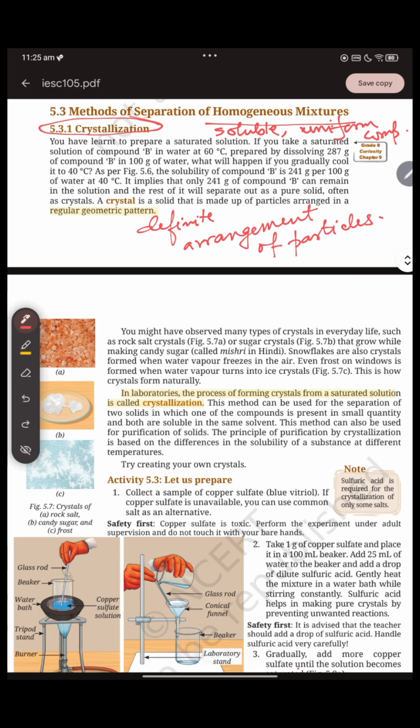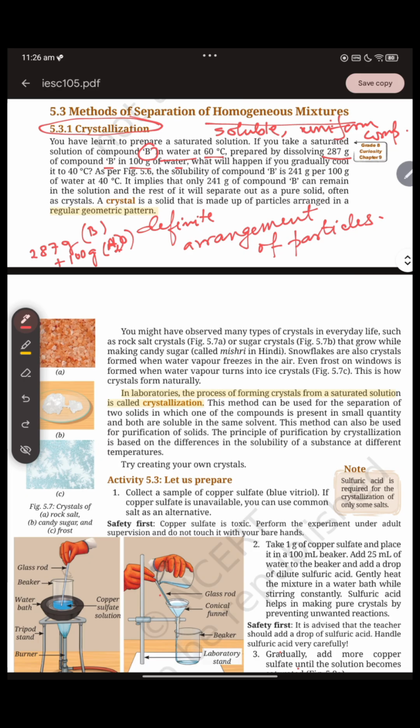Now it is said that if you take a saturated solution of compound B in water at 60 degrees Celsius, prepared by dissolving 287 gram of B in 100 gram of water. So 287 gram of B plus 100 gram of water is being dissolved. This one is water. What will happen if you gradually cool it to 40 degrees Celsius?